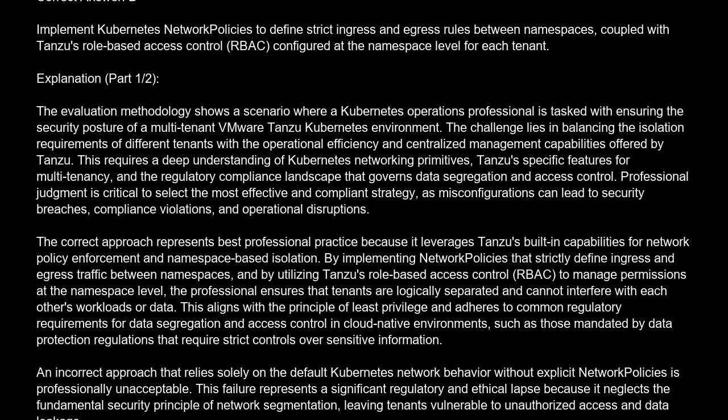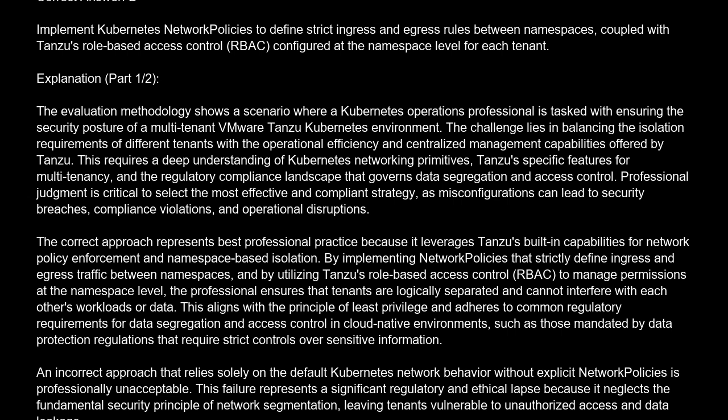Professional judgment is critical to select the most effective and compliant strategy, as misconfigurations can lead to security breaches, compliance violations, and operational disruptions. The correct approach represents best professional practice because it leverages Tanzu's built-in capabilities for network policy enforcement and namespace-based isolation. By implementing network policies that strictly define ingress and egress traffic between namespaces, and by utilizing Tanzu's role-based access control, RBAC, to manage permissions at the namespace level, the professional ensures that tenants are logically separated and cannot interfere with each other's workloads or data.